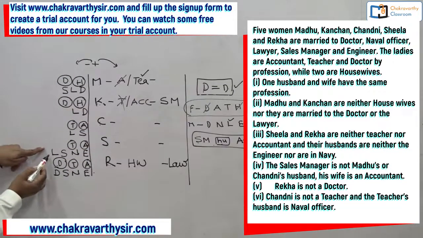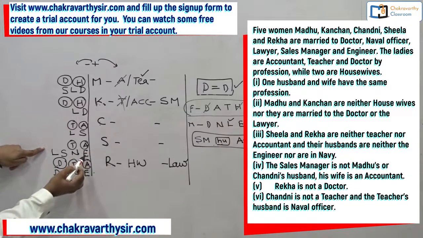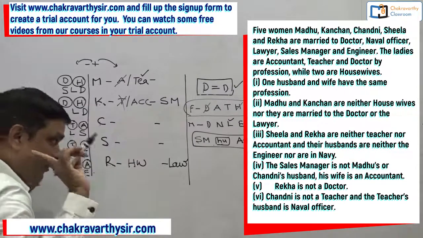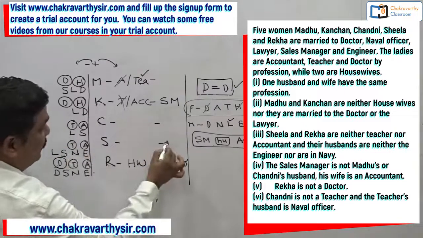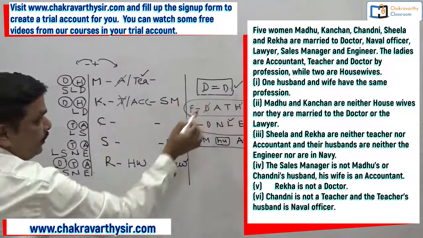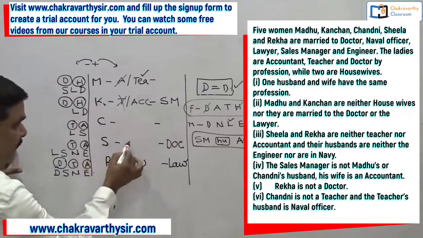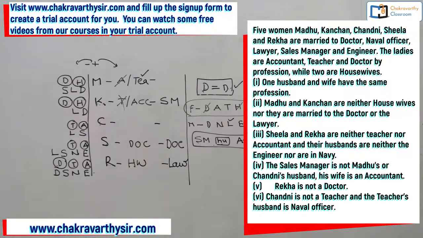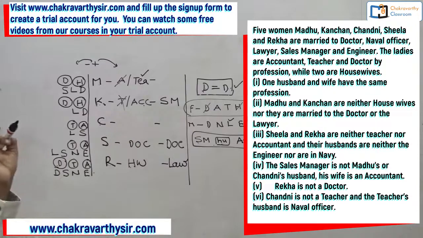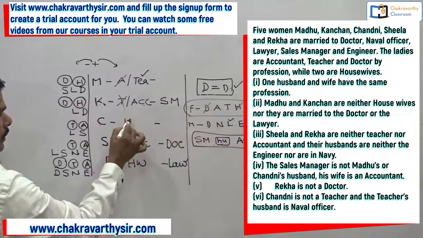Now come back to this one here. For Sheila, husband, not an engineer, naval officer, sales manager, lawyer. Only one thing is left out. What is that one? Doctor. So her husband should be doctor. When doctor is equal to doctor, husband is doctor, herself must be doctor. Now here you see teacher, accountant, doctor, housewife. Only one thing is left out. One more, housewife.